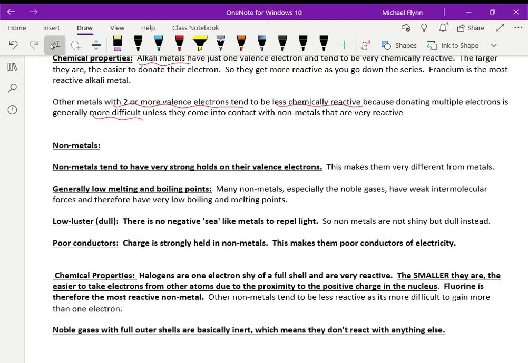Now, not always. Carbon would be an exception. If you have lots of valence electrons, it's a little different. You're almost close to the border between metal and non-metal there. So many nonmetals, especially the noble gases, have weak forces bonding them together. And therefore, that's why they have low melting and boiling points, okay?